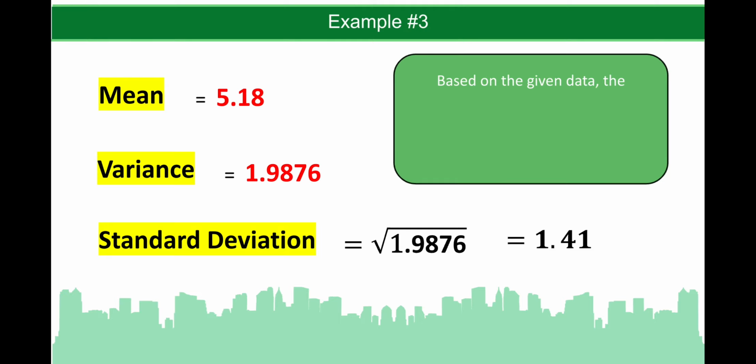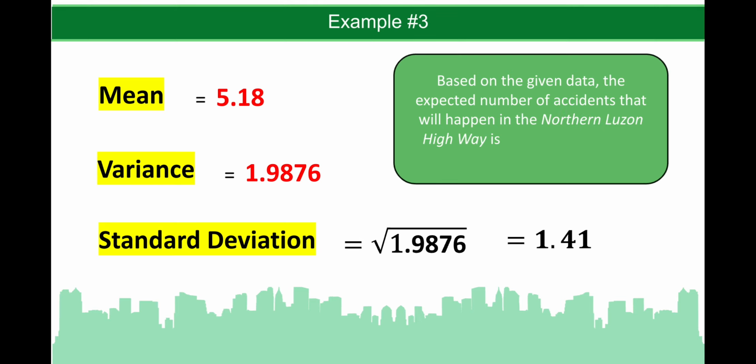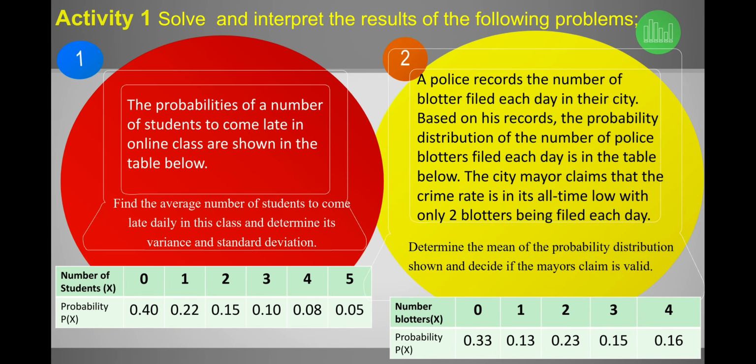So based on the given data, the expected number of accidents that will happen on the Northern Luzon Highway is 5.18 with a standard deviation of approximately 1.41. So for your activity, you're going to solve and interpret the results of the following problems.